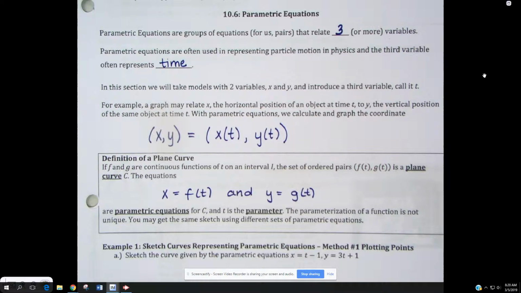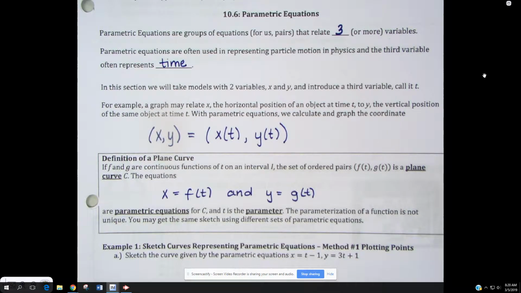There's not a vocab quiz here, but you want to be able to understand directions and things. If I tell you that I'm handing you a set of parametric equations, or I define the parameter a particular way, you need to understand how these things relate to one another. The parameterization of a function is not unique. So you could have the same function parameterized different ways. You can get the same sketch using different sets of parametric equations.